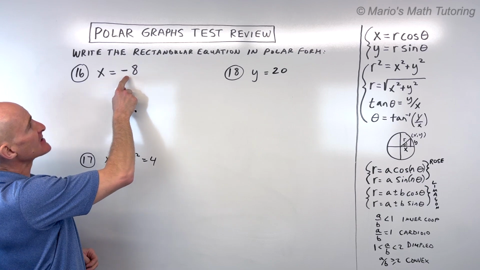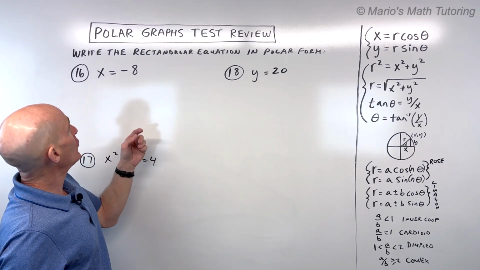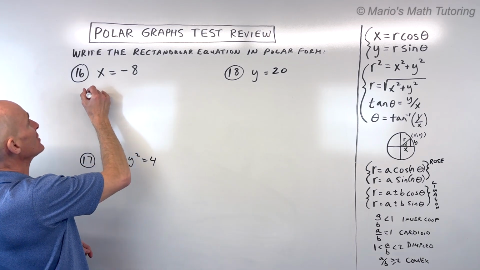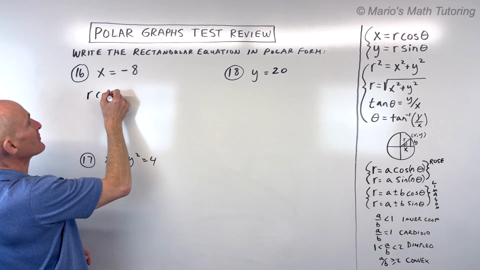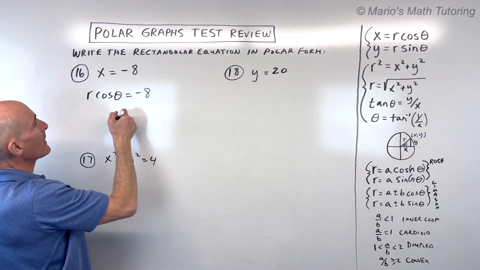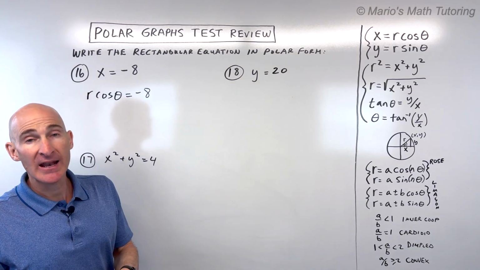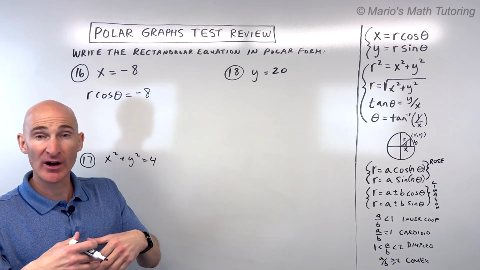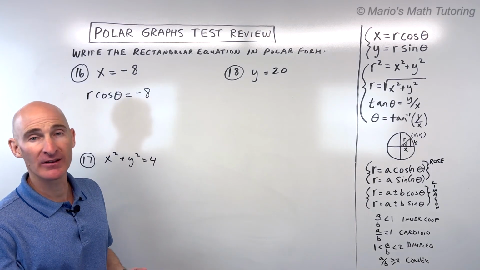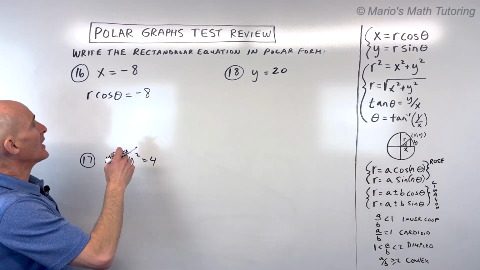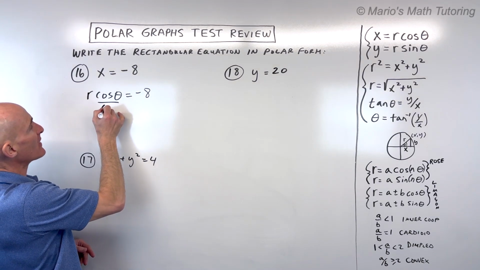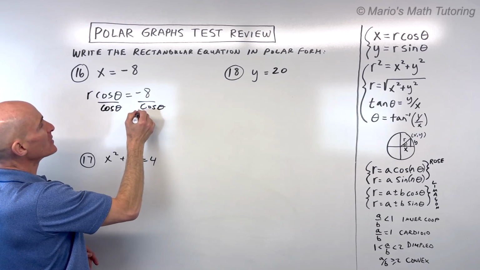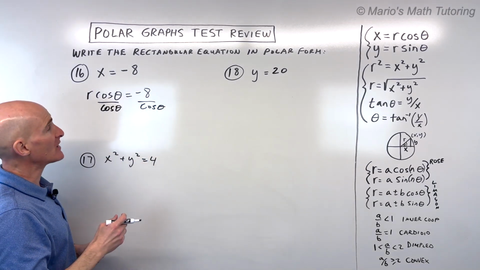Number 16, x equals negative 8. Well, I know that x is equal to r cosine theta. So let's make that substitution to get rid of the x and get everything in terms of r's and thetas. Ideally, what you want to do, if you can, is get r by itself, or sometimes we're going to get theta by itself. Just like how we try to get y by itself if it's a line or a y equals equation in rectangular. So here I'm going to divide both sides by cosine theta. Now it's not always possible, but we try to clean it up, and if you can, get r by itself.